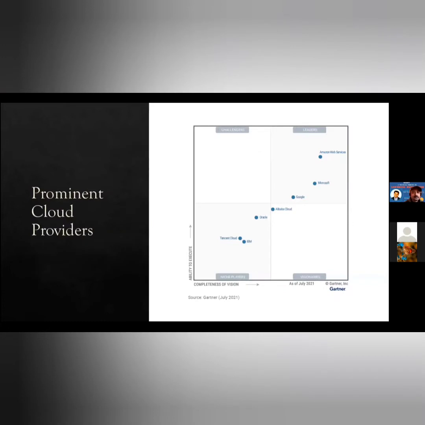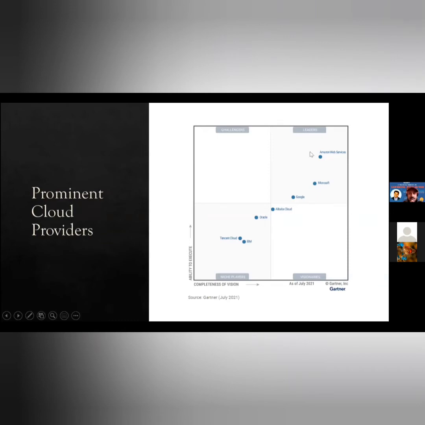And coming to cloud providers, who are the major cloud providers? So here I am sharing a Gartner quadrant as of July 2021, and this is a very nice matrix. Maybe many of you are already familiar with this quadrant. You may have seen it before. So we have 4 quarters. We have leaders, we have challengers, we have niche players, and we have visionaries, right?